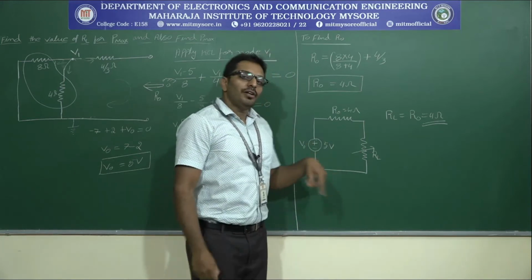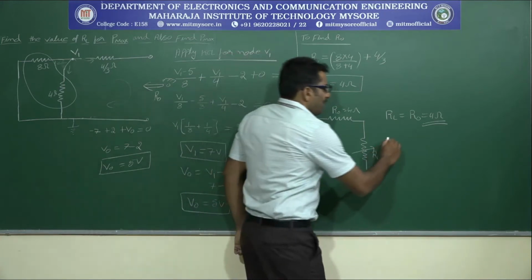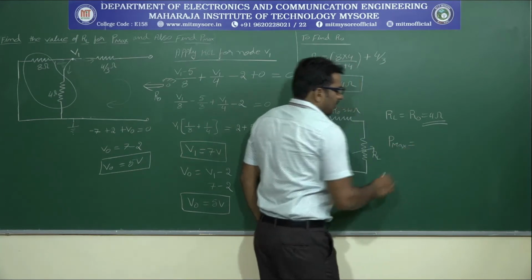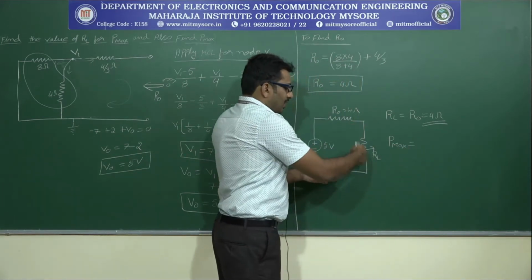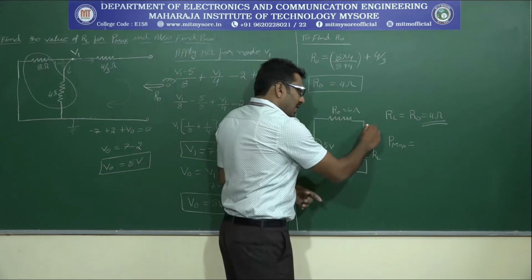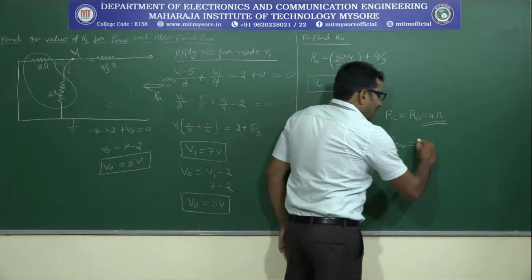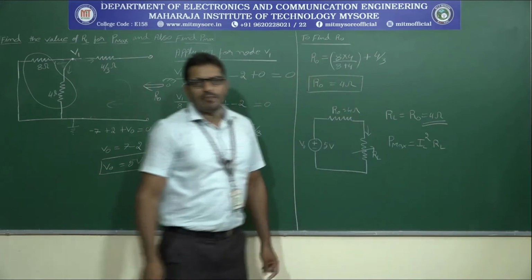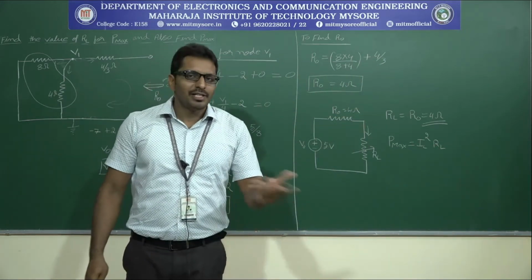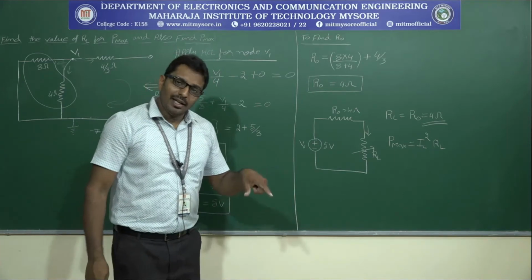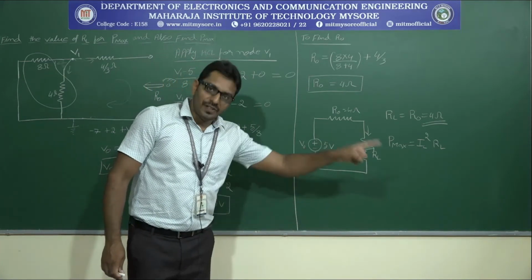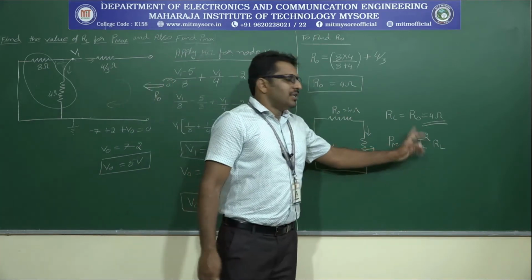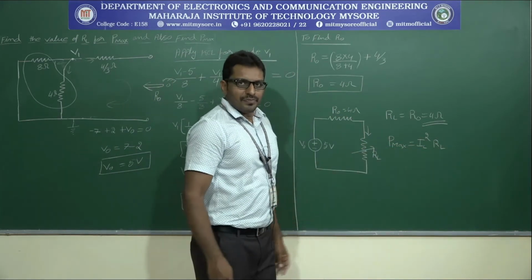So what is the formula to find out the maximum power? P max is equal to, what is the power transferred to this load? What is the current through this load? IL square into RL. The formula to find out the power is I square into R. We are calculating what is the amount of power transferred to the load, right? That's why. What is the current through load? IL square into RL.